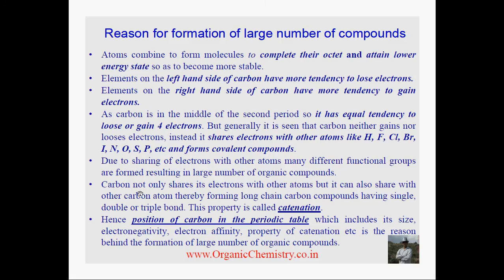Carbon not only shares its electrons with other atoms, but it also shares with other carbon atoms, thereby forming large chains of carbon compounds having single, double or triple bonds. This property is called catenation. Hence, the position of carbon in the periodic table, which includes its size, electronegativity, electron affinity, property of catenation, etc., is the reason behind the formation of a large number of organic compounds.